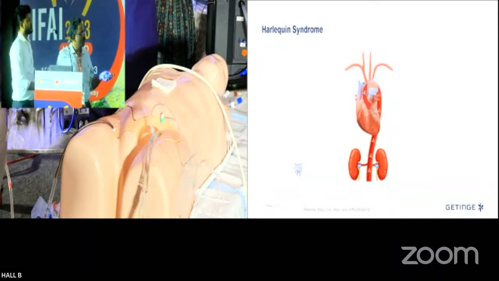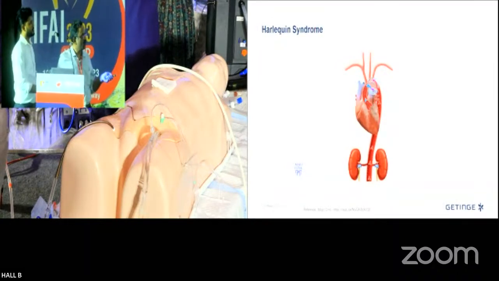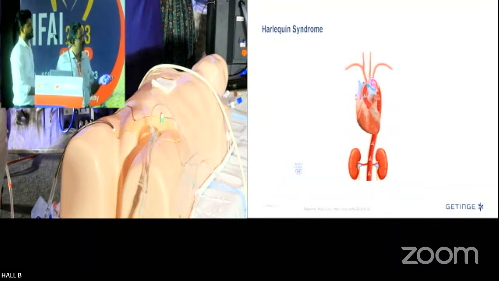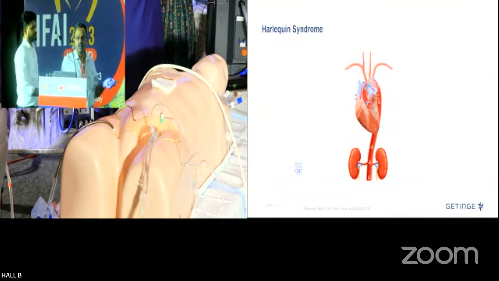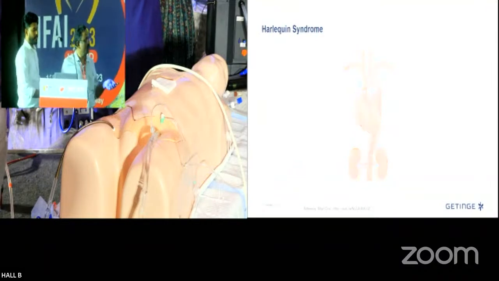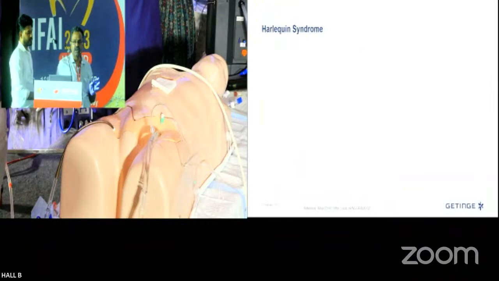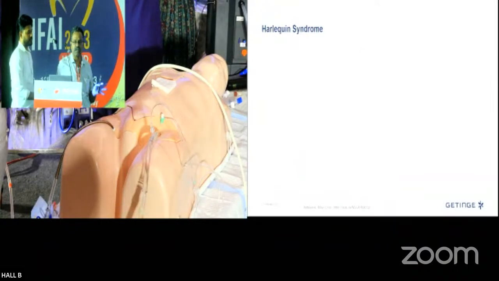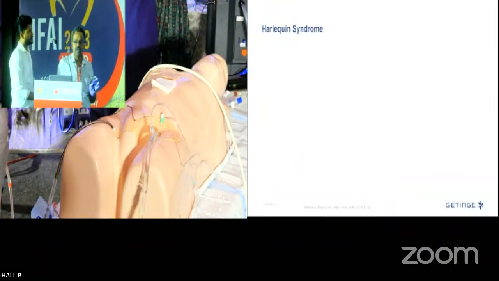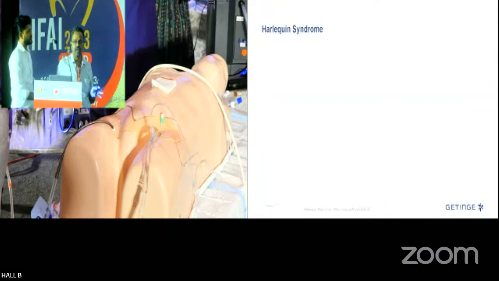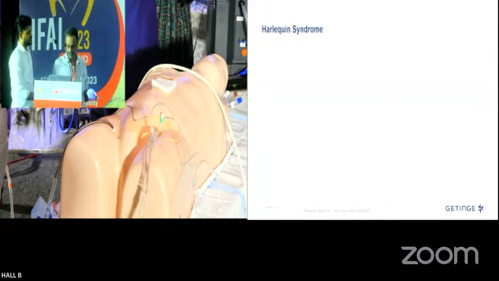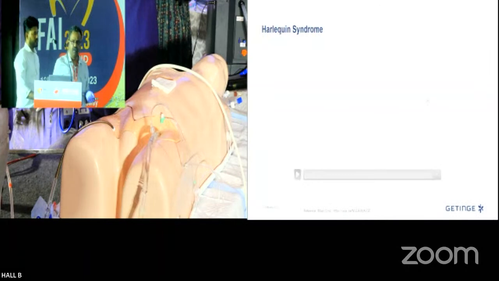Whatever is said and done, it is better to monitor the right upper limb to make sure the blood to the brain is well saturated, somewhere around more than 70%. If it is less than 70%, the chance of hypoxic encephalopathy is very high. Are you able to understand what Harlequin syndrome is?